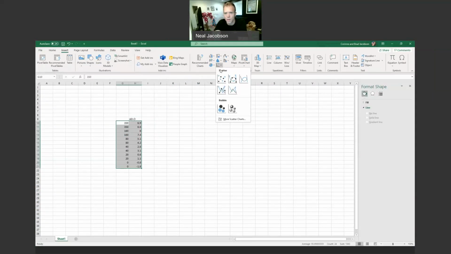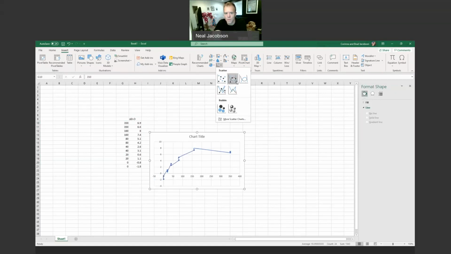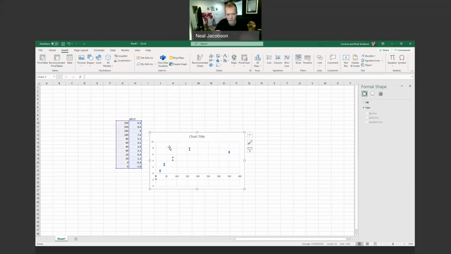We're going to go scatter plot. Now you can do all these weird looking ones, which are kind of funky. They look gross. Let's just do this one. This one just plots both measurements at each interval. So what you're getting is both measurements taken at the 0, both measurements taken at the 20, both measurements taken at the 40, all the way up to the top here.